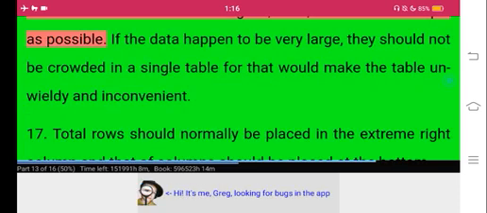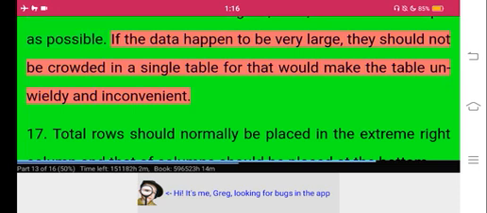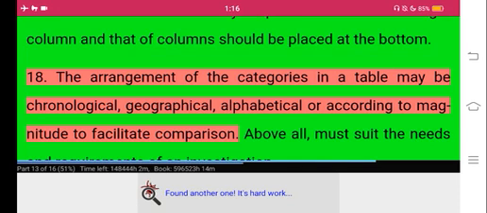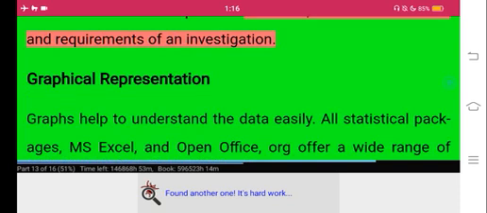16. Tables should be made as logical, clear, accurate, and simple as possible. If the data happen to be very large, they should not be crowded in a single table, for that would make the table unwieldy and inconvenient. 17. Total rows should normally be placed in the extreme right column, and that of columns should be placed at the bottom. 18. The arrangement of the categories in a table may be chronological, geographical, alphabetical, or according to magnitude to facilitate comparison. Above all, it must suit the needs and requirements of an investigation.